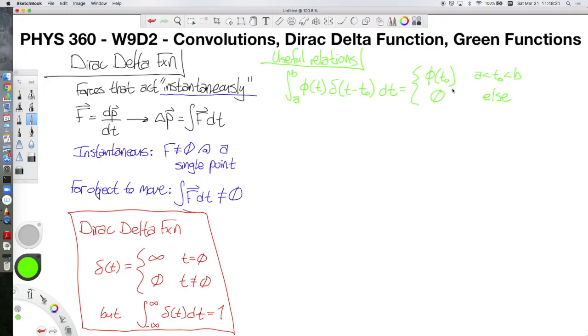This can also be useful for derivatives of the Dirac delta function. For example, the integral from negative infinity to infinity of, again, phi of t times the nth derivative of the delta function t minus t naught dt gives you a value of negative 1 to the n times the nth derivative of phi evaluated at t naught. So by using derivatives of the delta function, you can pick out specific values for the derivatives of this other function we multiplied by the delta function.